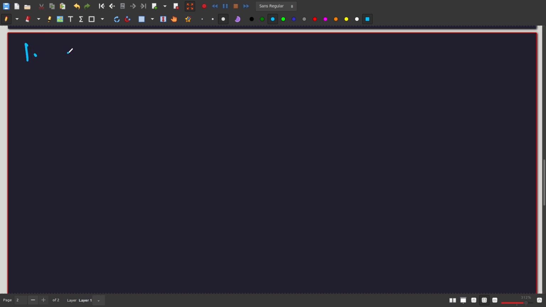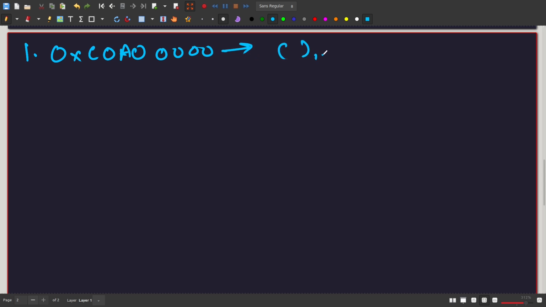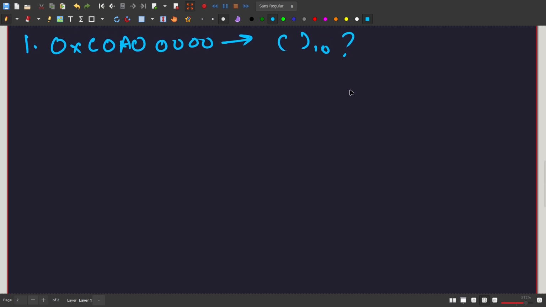So the first problem: we have this hexadecimal, which is 0xC0A00000. Now the question is, what is this hexadecimal in base 10? Base 10 is of course decimal, nothing crazy, right? So how do we do this? It's actually very simple, and this is very fun. So let's get started then.